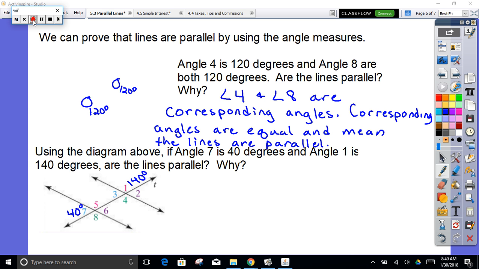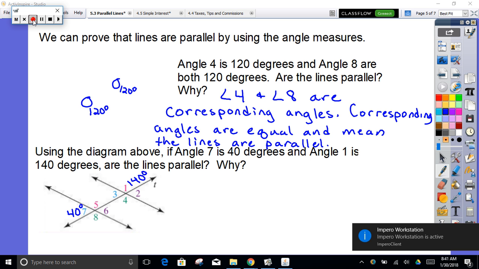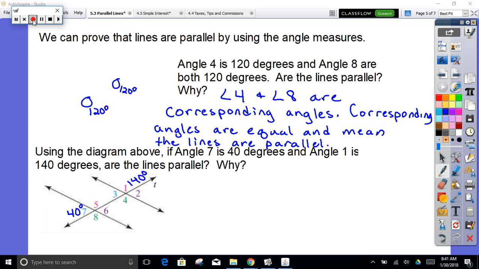They are not parallel because they're not corresponding. They're not equal. Okay, wait, they're what? They're not equal to each other. Do they need to be equal to each other? Are they any of those special angle pairs? Are these two angles either alternate interior, alternate exterior, corresponding, or what are you saying they are?